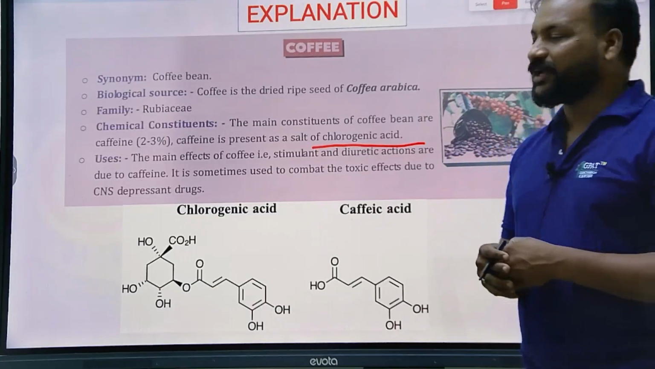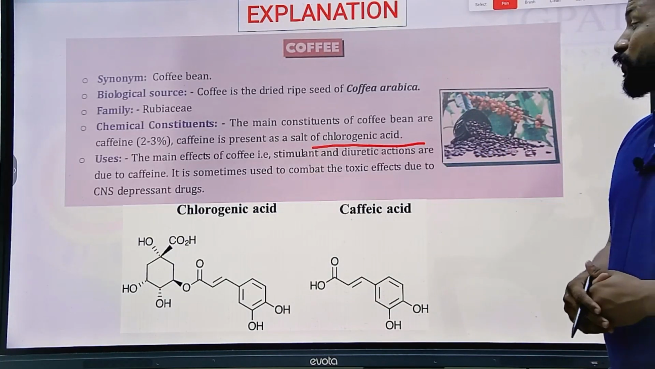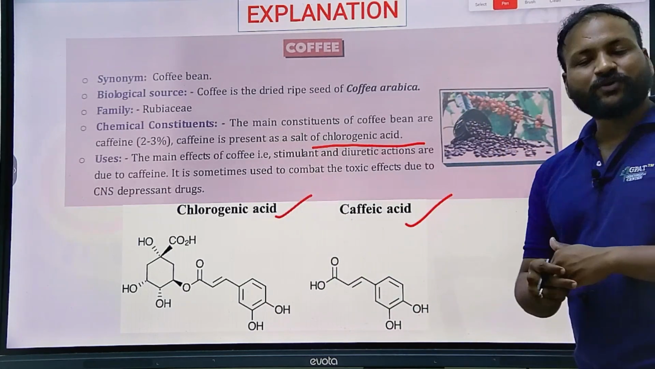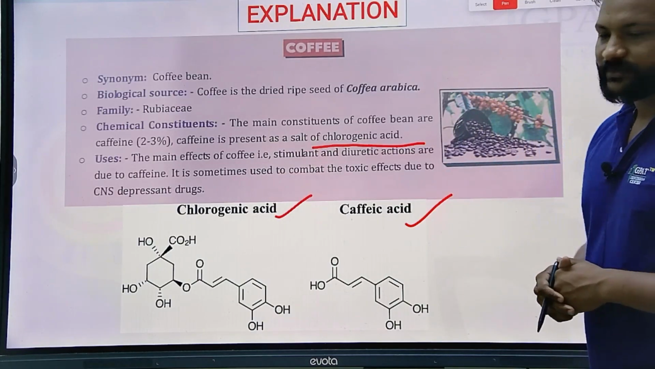actions are there mostly. Okay, and these are the structures of caffeic acid as well as chlorogenic acid. These two types of acid are there. Chlorogenic acid and caffeic acid have been found in this particular coffee. Okay, yes.